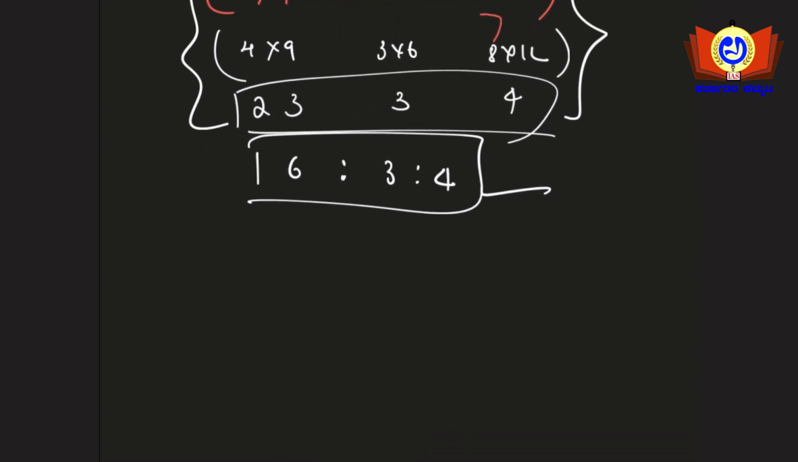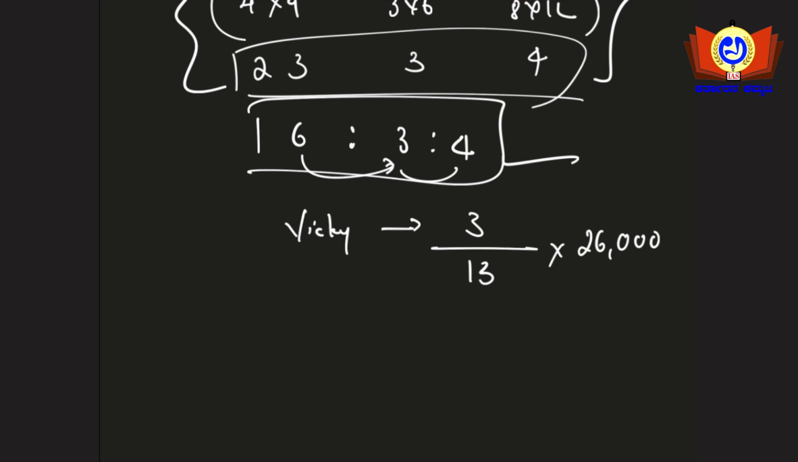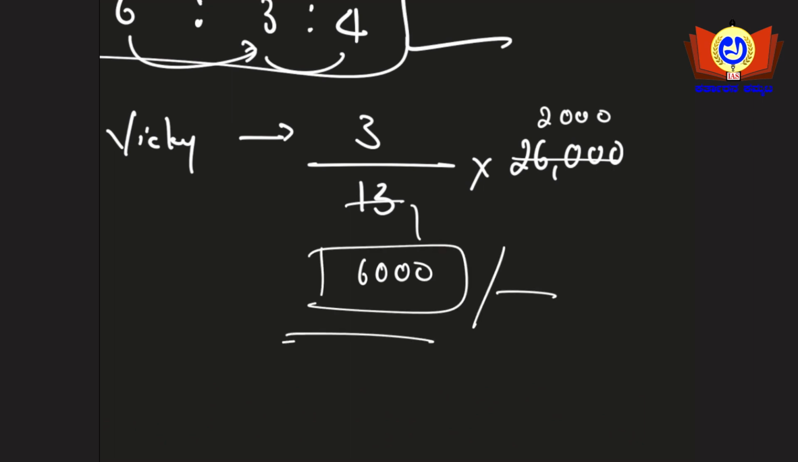Okay, they have asked to find out the share of Vicky, right? So the share of Vicky will be 3 upon 6 plus 3 plus 4, that will be 13. So what is the profit? 26,000. Okay, so this is a simple calculation. 13 into 2 will be 26, so 13 times 2,000 will be 26,000. So 3 times 2,000 will be 6,000 rupees. Okay, so this is the answer here. The share of Vicky will be 6,000 rupees.